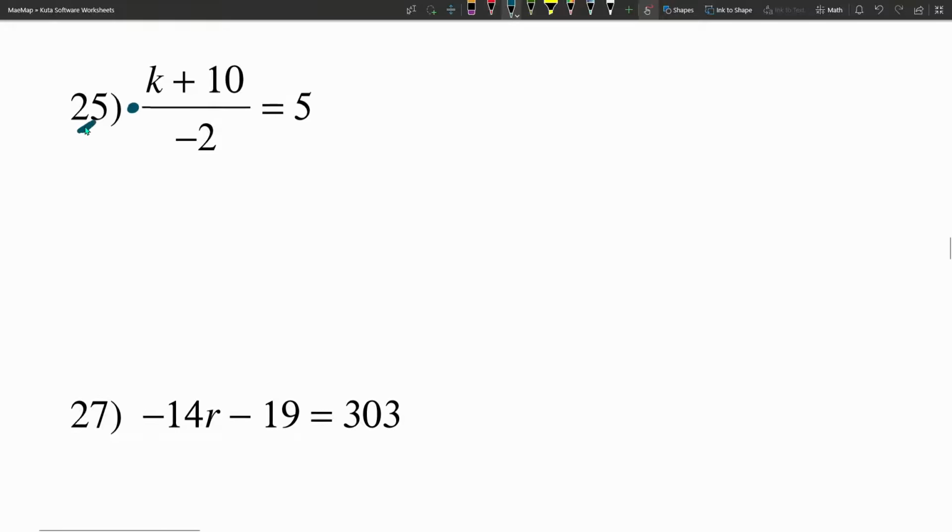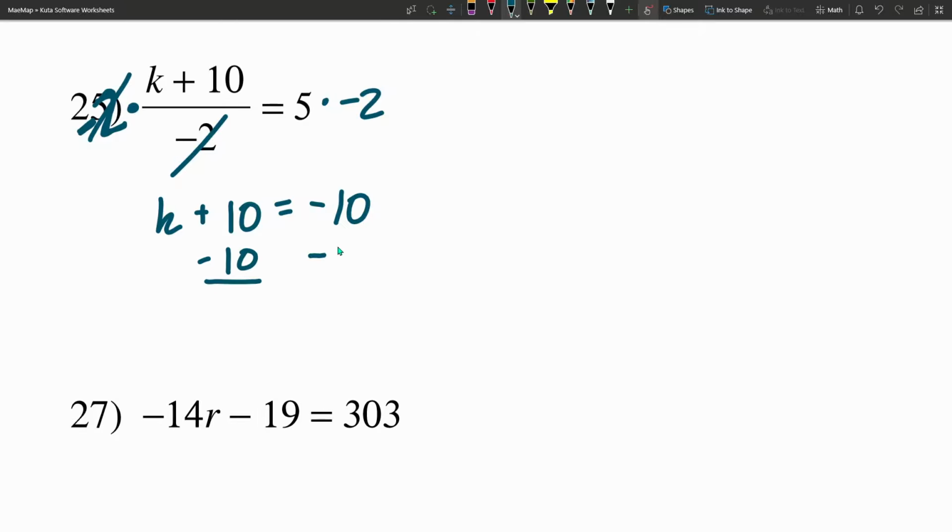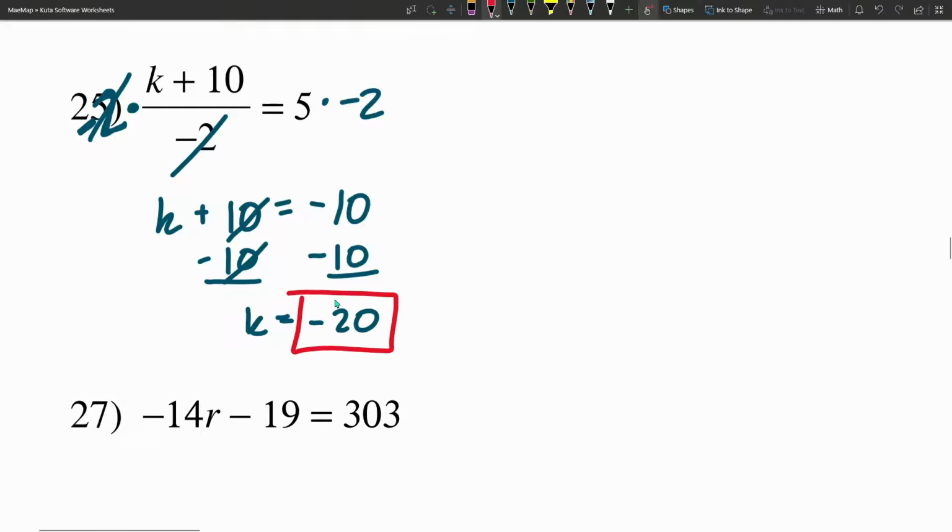For 25, k plus 10 divided by negative 2 equals 5. So, multiply both sides by a negative 2. In doing so, my negative 2's will cancel out to leave k plus 10 equal to 5 times negative 2, which is a negative 10. Now what am I going to have to do? Subtract 10 from both sides. So we'll get k equal to negative 10 minus another 10. That's going to be a negative 20. So k equals negative 20 in number 25.